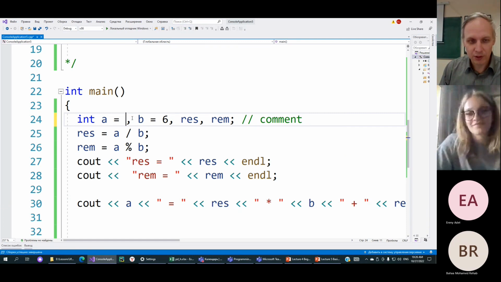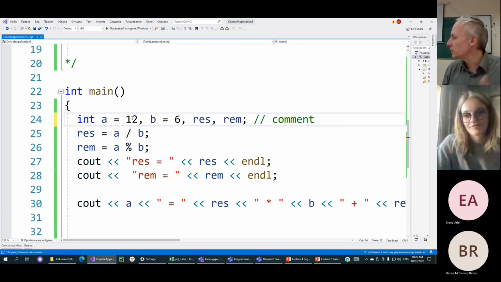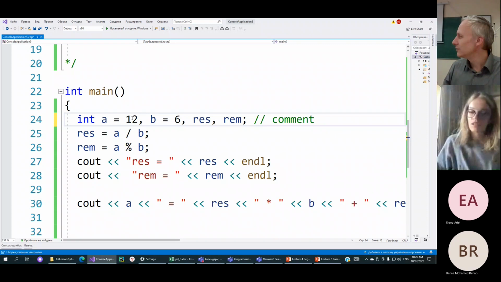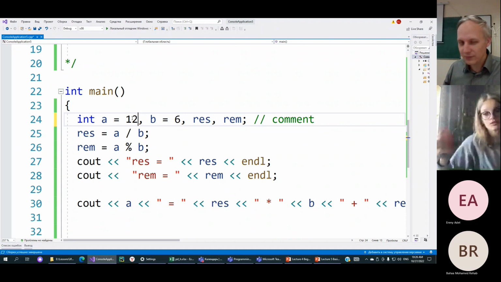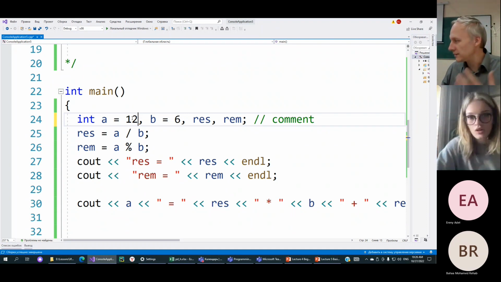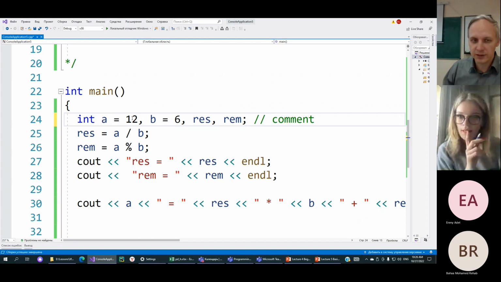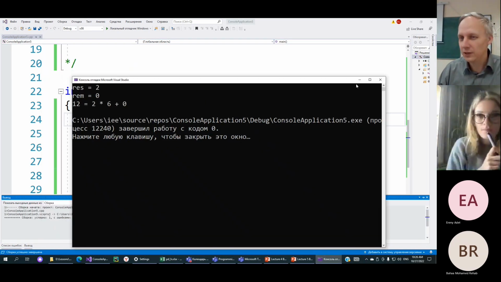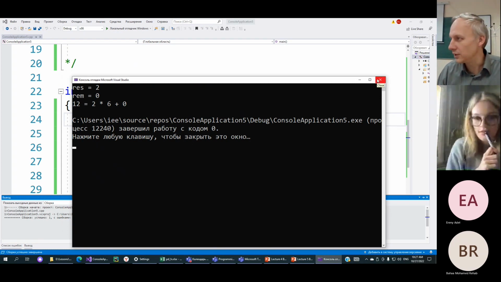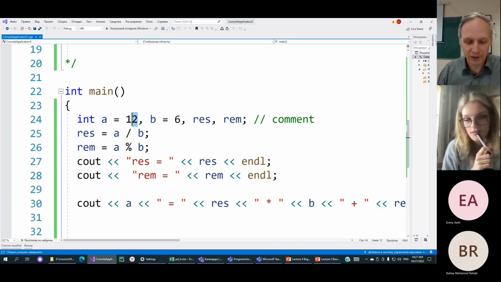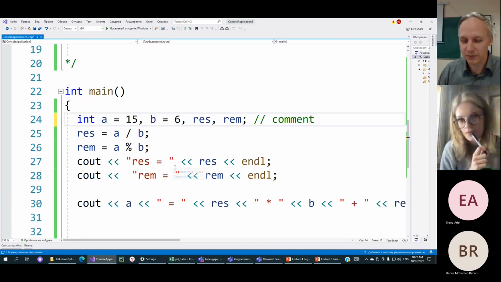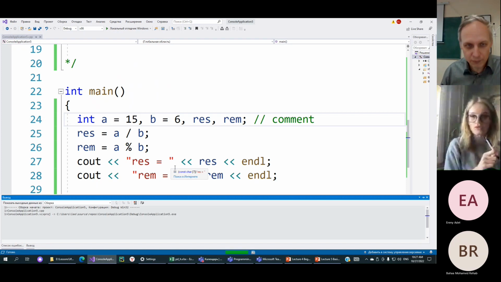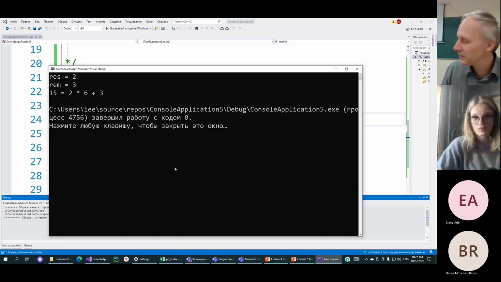For example, 12 over 6. What will we see on the screen? 2 times 6 plus 0. The result is 2. The remainder is 0, because 12 is divided by 6 without remainder. If I write here, for example, 15, we will see again 2 times 6 plus 3.